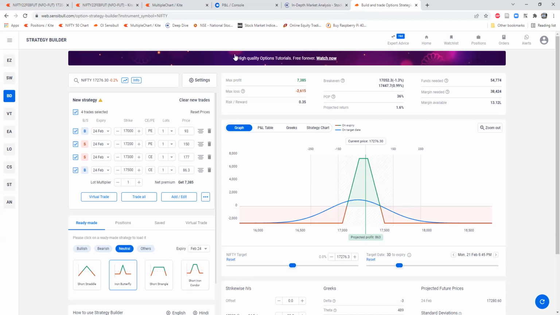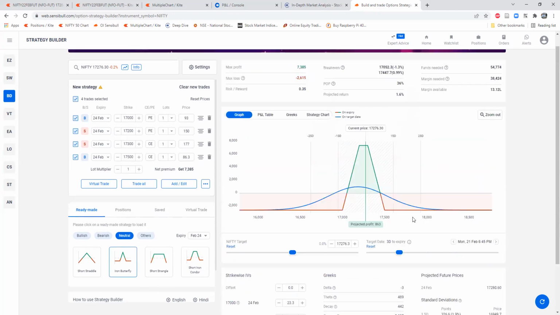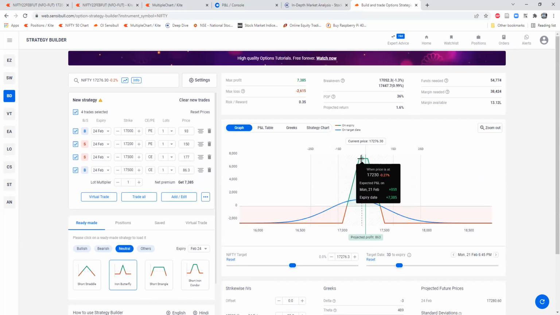So this would be a simple trade idea. It's not mine, I've just devised it, and this is not a trade recommendation. You have to take it at your own cost. I'm just showing how things work. If the market stays in this close range, say from 17,150 to 17,400, you will still be at profit, though your best profit range would be from 17,200 to 17,300.